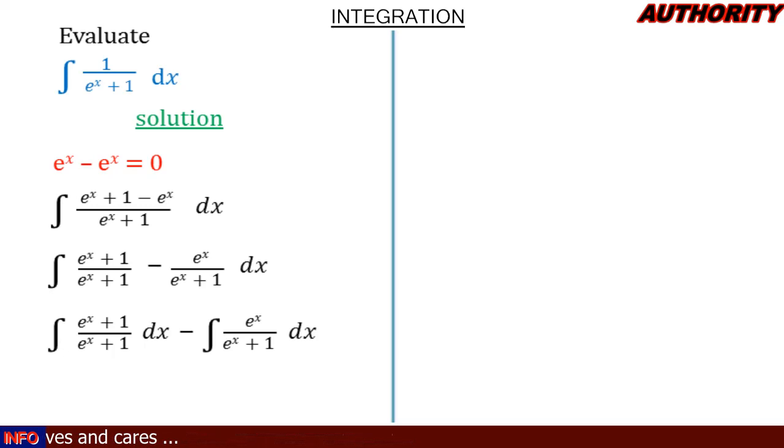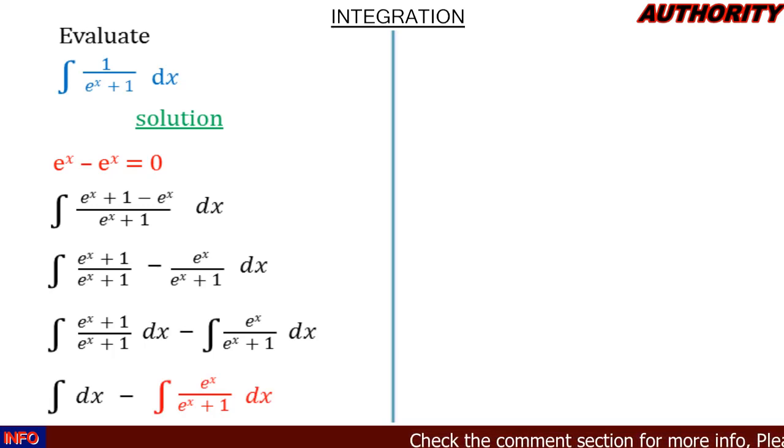Okay, now in the first expression where we have e to the power of x plus 1 all over e to the power of x plus 1, we have the same thing in our numerator and the same in our denominator. So that means it's going to give us 1. So 1 times dx is going to give us the x. So here we have the integral of dx minus the integral of e to the power of x all over e to the power of x plus 1 dx.